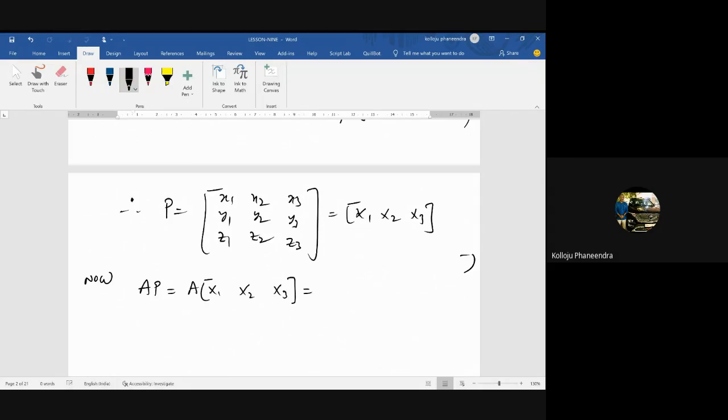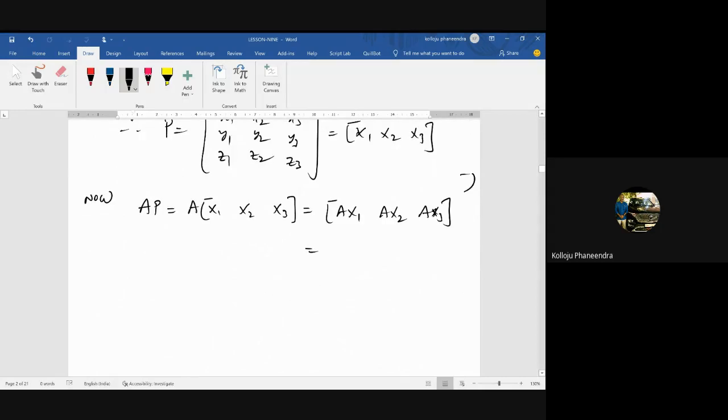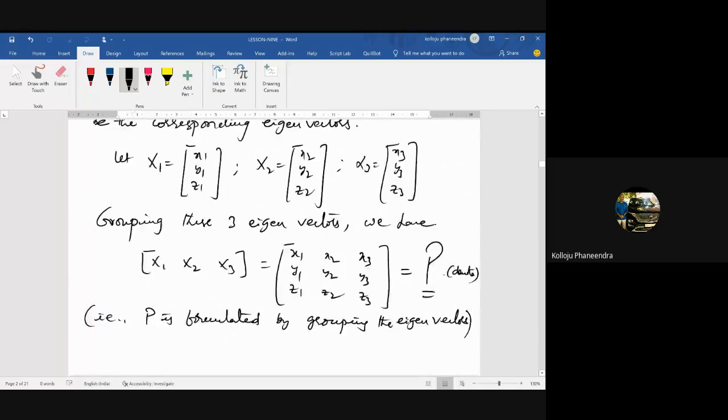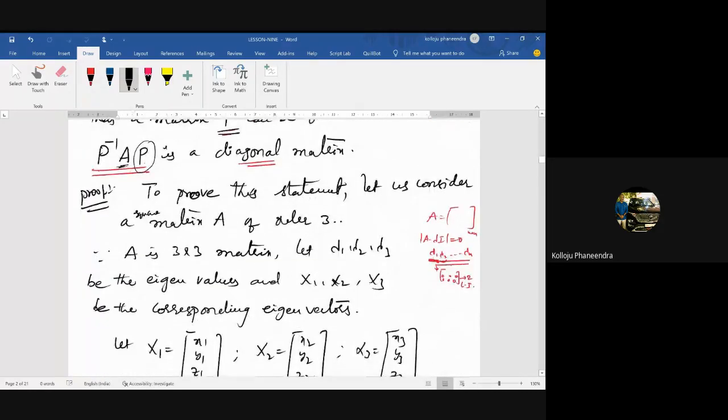Now clearly this is nothing but Ax1, Ax2, Ax3, linear property. But what is Ax1? It is nothing but lambda 1 x1. This is nothing but lambda 2 x2. This is nothing but lambda 3 x3. Now for this I'm giving the justification.